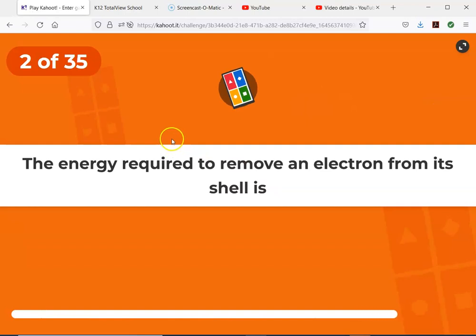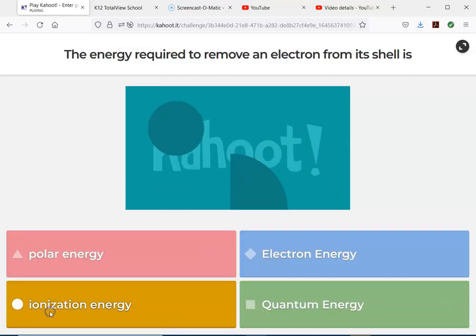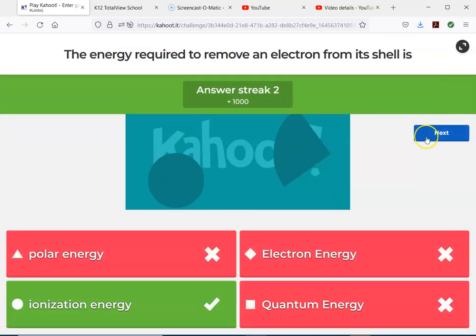The energy required to remove an electron from its shell is polar energy, electron energy, ionization energy, or quantum energy. Well, I think Santa Claus might need the polar energy. Electrons do have energy, but that's not the energy needed to remove them from a shell. Quantum energy might be just a little more complicated than what we need, so it's ionization energy, the energy needed to remove an electron from its shell and make that atom into an ion. Ionization energy.